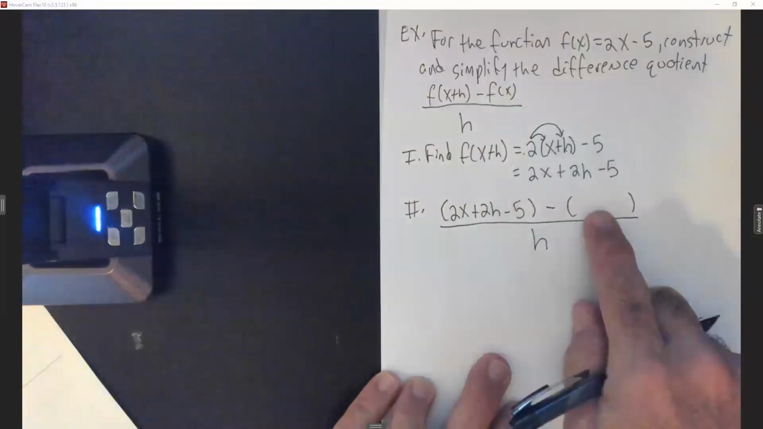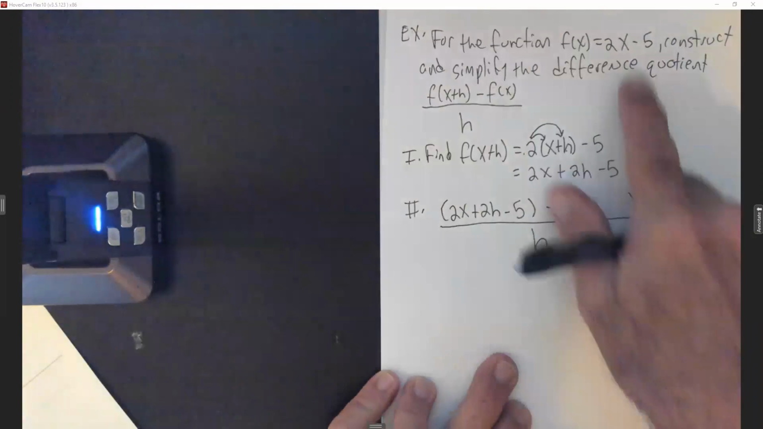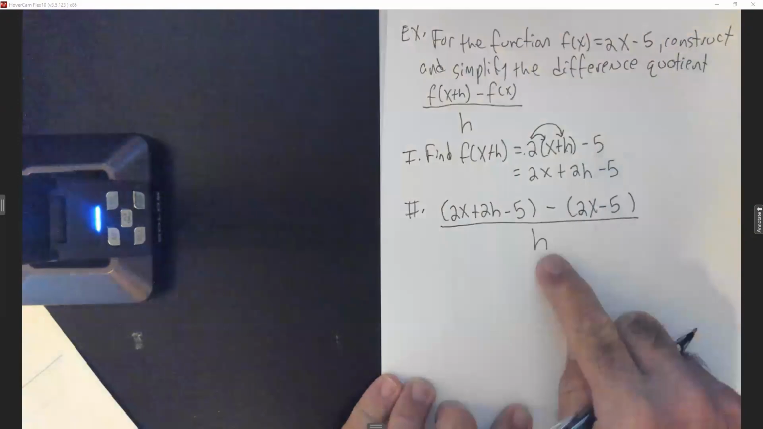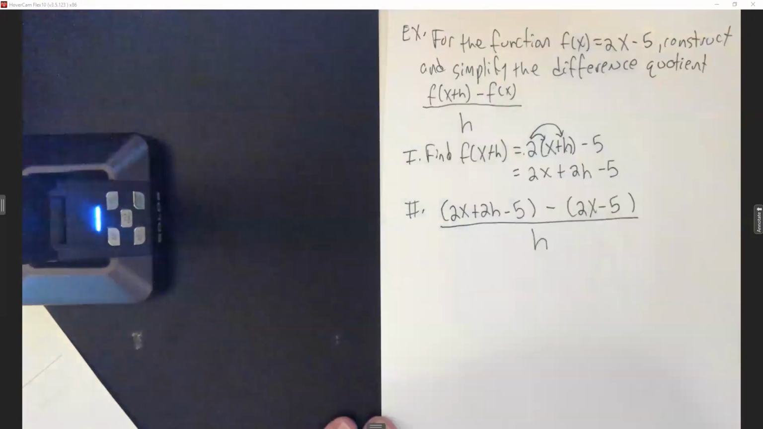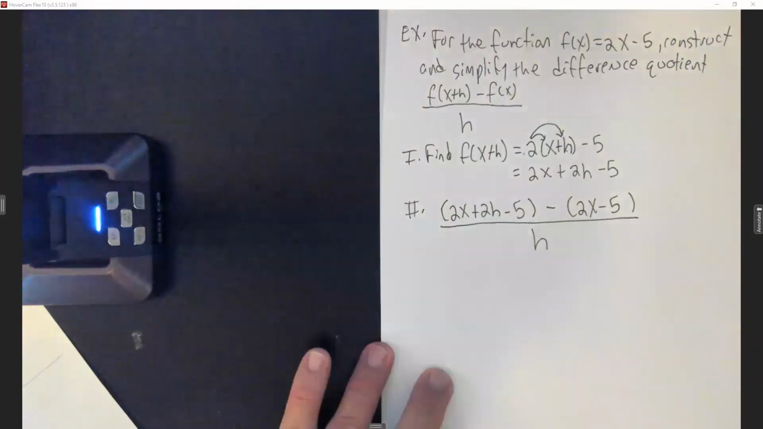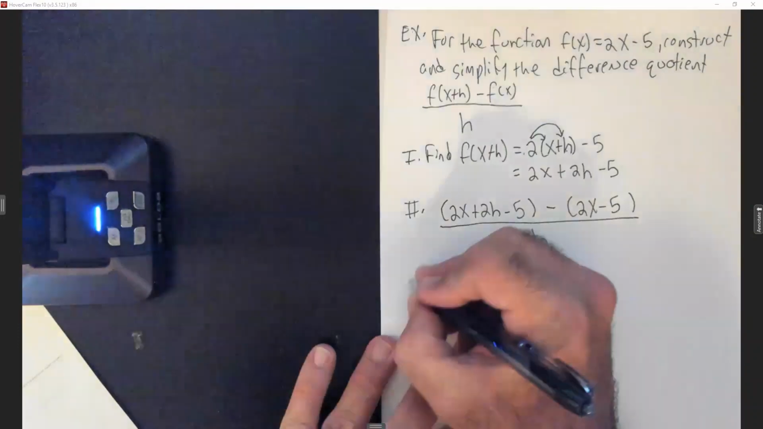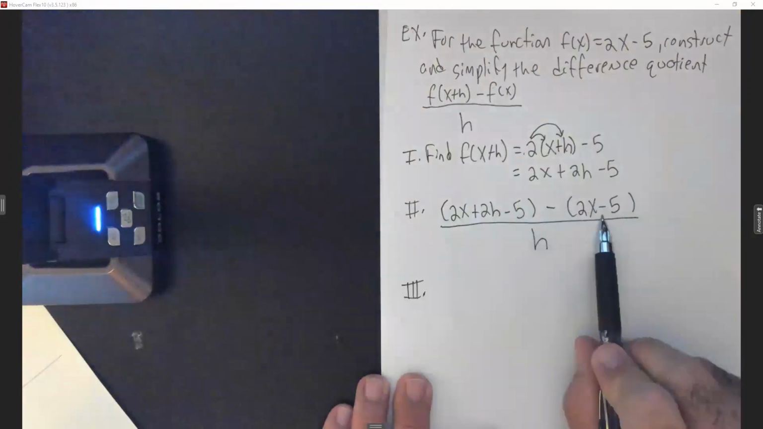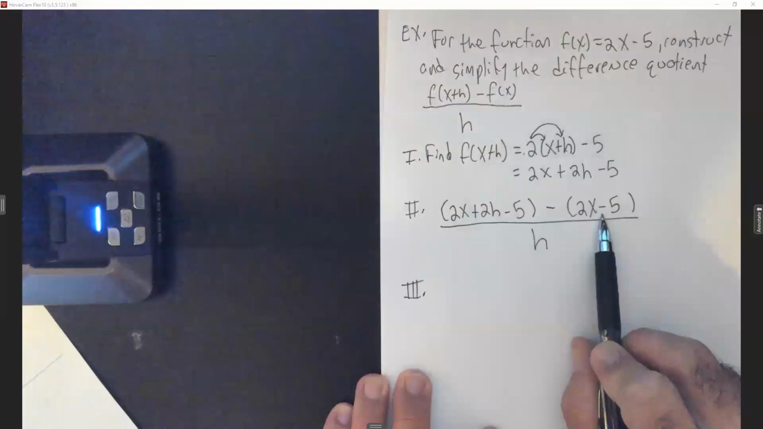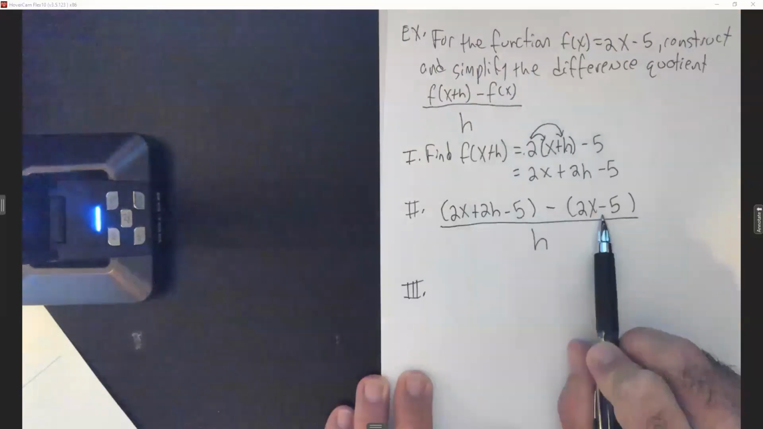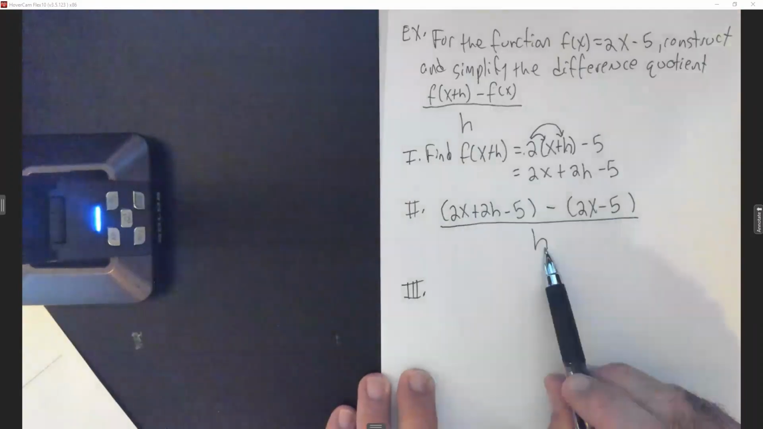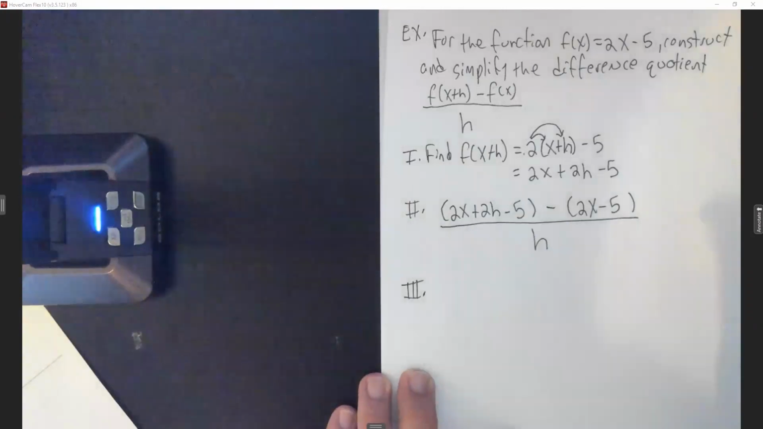The f of x they gave me was 2x minus 5. All of that is now over h. All right, so now I said work the top. So what's going to happen? Everything in the second parentheses is going to cancel with stuff in the first parentheses. All that's going to be left after you do this step is things that have h's in them.